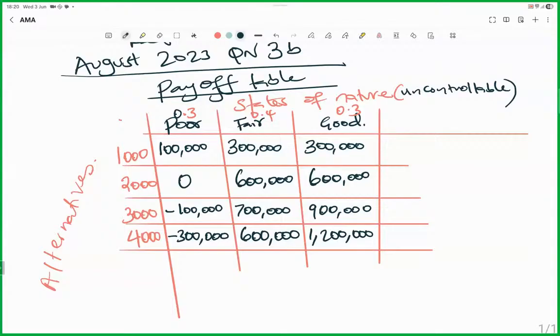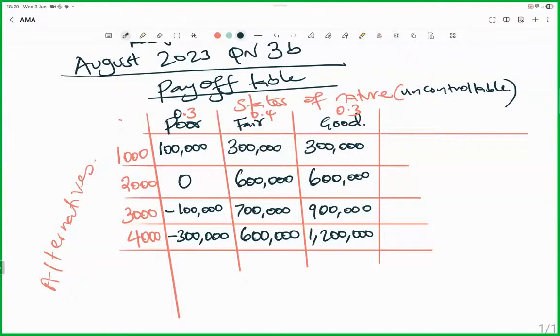So we are given a payoff table. A payoff table will always give you what we call conditional profits. For example, if we supply 1,000 sandwiches and the market is poor, we get a profit of how much? 100,000. If we supply 1,000 and the market is good, we get 300,000. So you're combining the states of nature vis-a-vis our action points, what we're going to act on as decision makers.